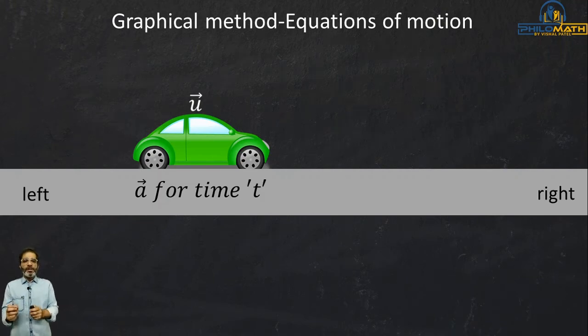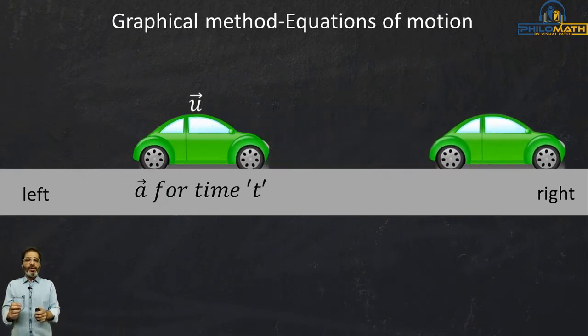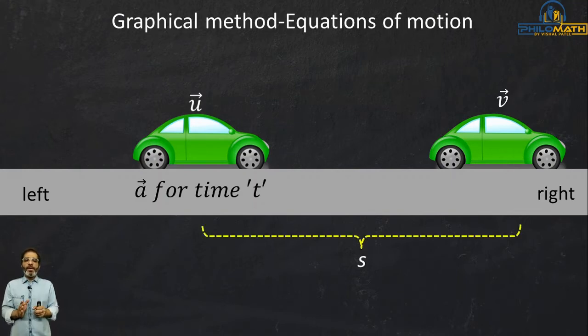Now since the car is accelerated, the speed of the car will increase. Say after a certain time t, the final velocity of the car is v. After that, the distance covered by the car, let us take that distance as s. This is nothing but the displacement. So in the figure, there are a total of 5 terms: u, that is initial velocity, a, that is acceleration, t, that is time, v, that is final velocity, and the displacement of the car, that is s.